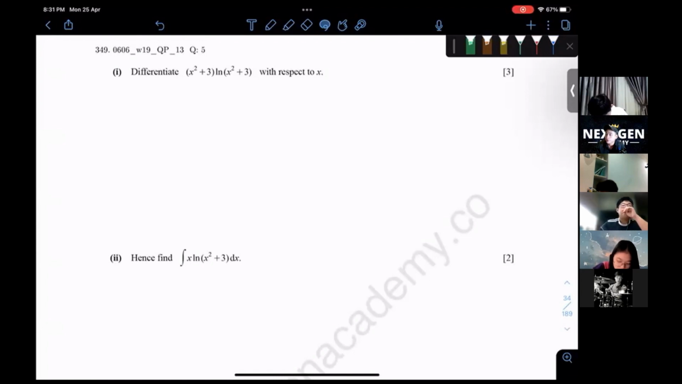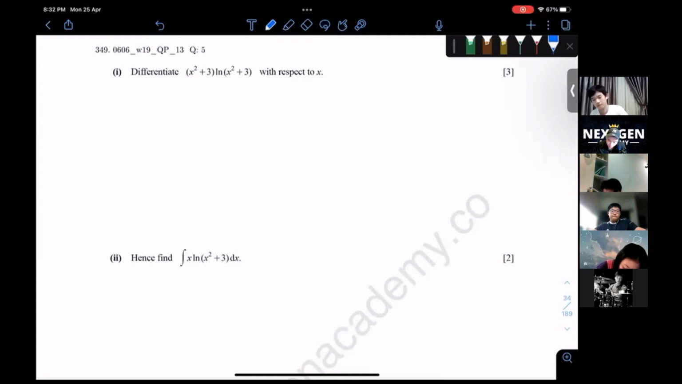So this is the topic, I think they call it further indefinite integration, the one where you don't actually integrate, but it comes in the form of a product rule or a quotient rule. Then we just have to reverse the process. Look at 349 now. Have you all done this? Okay, let's just do it together.